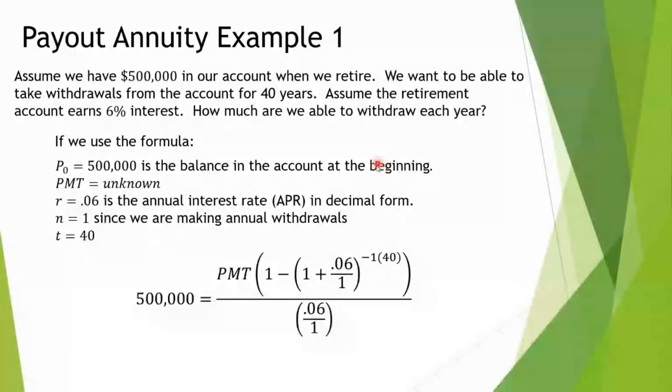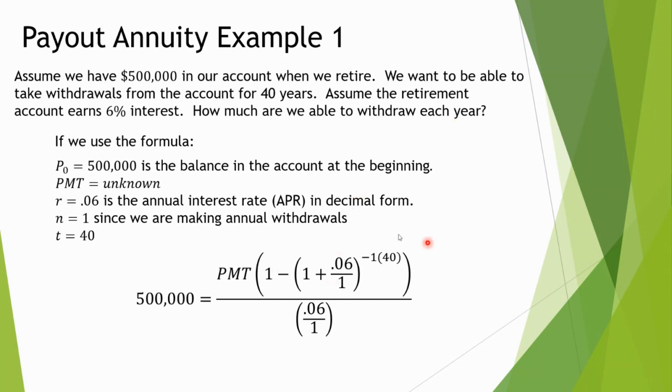All right, let's do an example of this. Let's say now we retired from our job doing whatever. We have $500,000 in that account, but we want to be able to take money out for 40 years. Again, this is from the book. I don't know how realistic it is. But let's suppose the account is earning 6% interest. How much can we withdraw each year? Notice I didn't say each month here. I said each year.